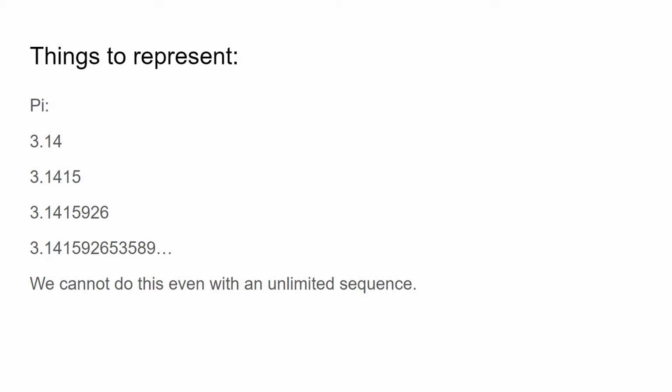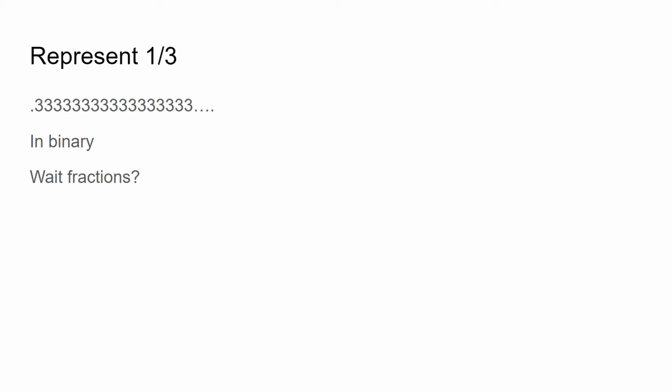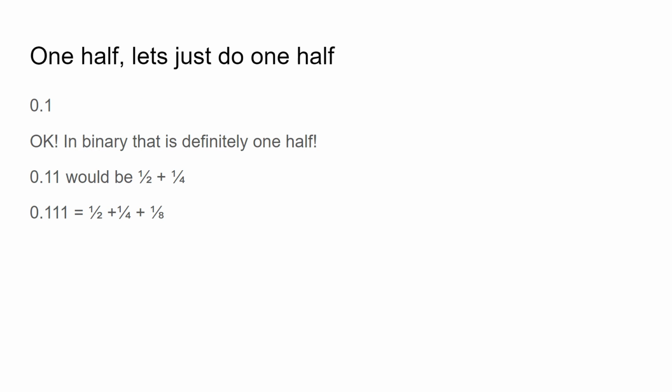But things we want to immediately represent are things like pi. Wait a minute. No matter how many digits or bits we have at our disposal, we can't represent pi perfectly. So even if we have an unlimited sequence of bits, we have trouble. But on a computer, we have a limited number of bits to represent any given value or number. Similarly, it doesn't even have to be pi. 1/3 is 0.33333333. And in binary, wait a minute, how do we even represent fractions in binary at all?